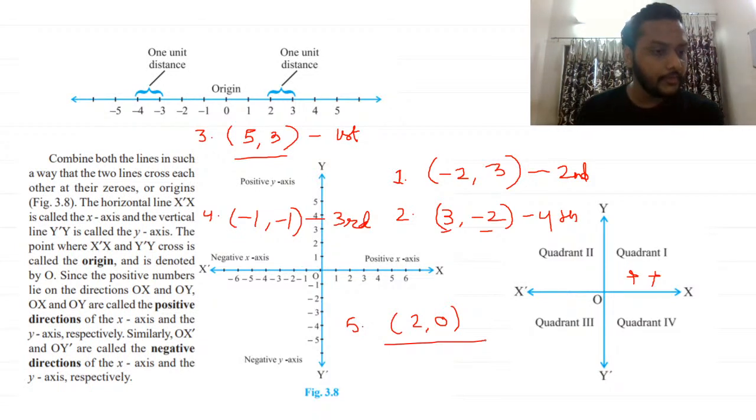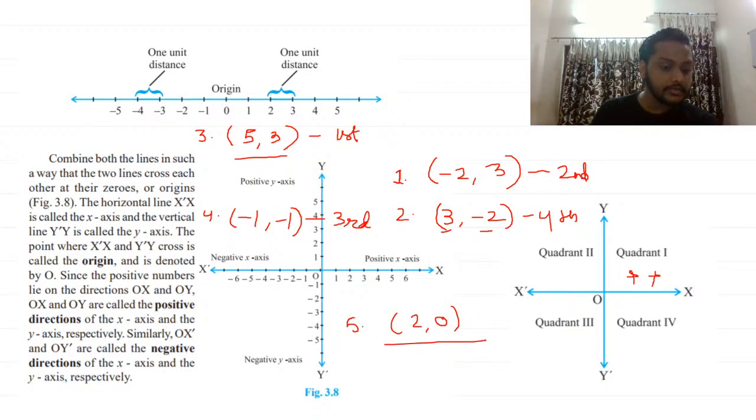Very good, Abhay. If you focus on the point 2 comma 0, guys, you need to understand that 2 comma 0 does not lie in any quadrant. 2 comma 0 is a point that will be lying where? That will be lying on your x-axis. Yes or no? Let's see how.